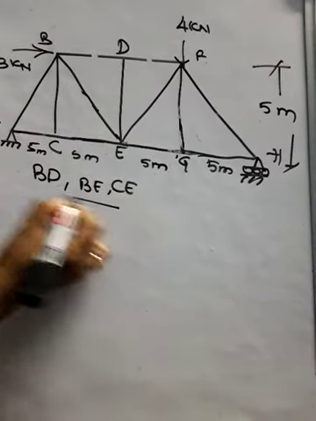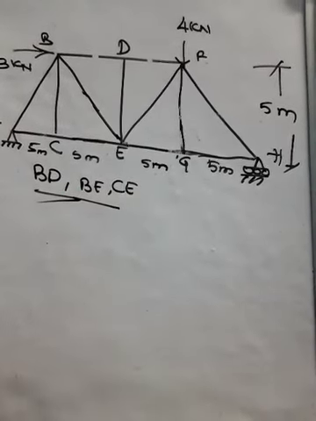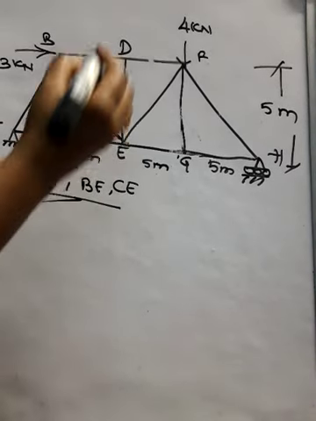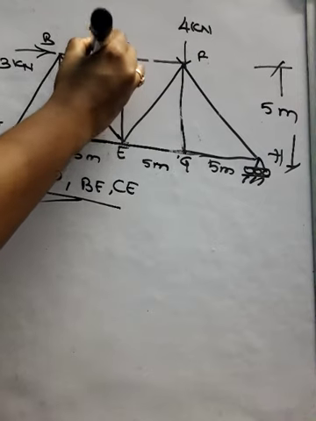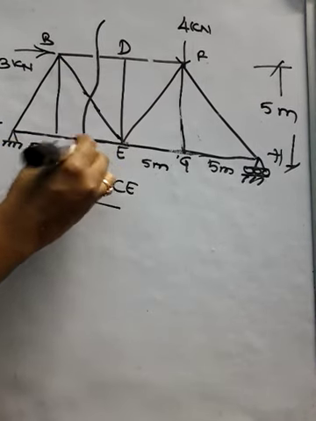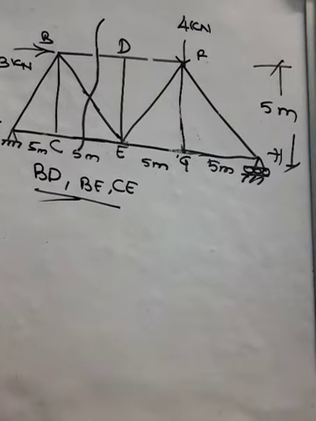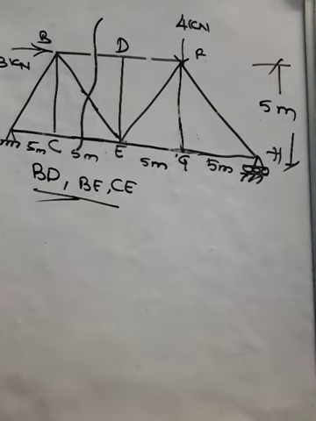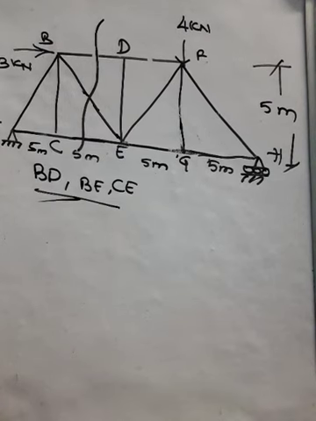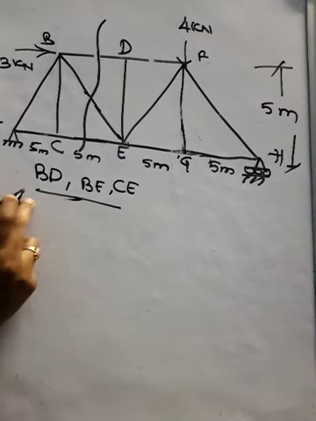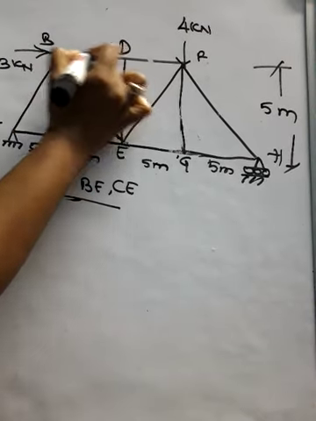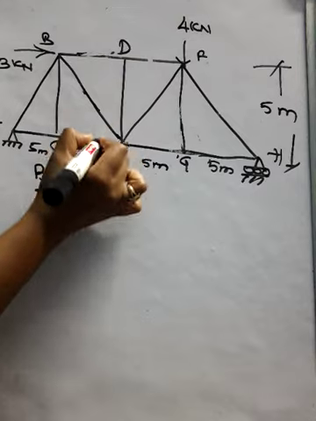Now in this particular problem we have to calculate the member forces of BD, BE and CE. Since we have to calculate only these values, I'll draw a section across BD, BE and CE. So this would be my section. Now the first step is to calculate the reactions. So let us go for calculating the support reactions.